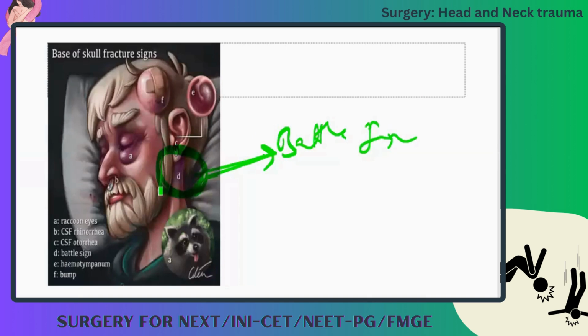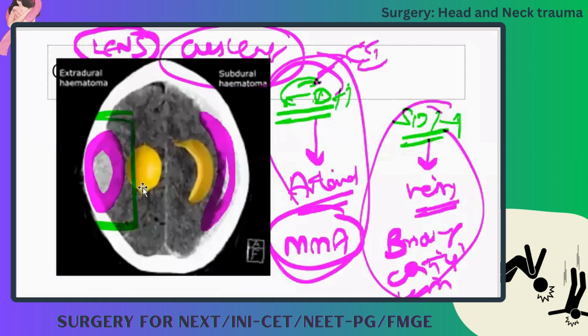And the last is raccoon eyes. See here, the eyes look like a raccoon. Raccoon eyes or panda eyes are seen in which fracture? Base of skull fracture. Which base of skull, anterior, middle, or posterior? Anterior. In anterior, there will be rhinorrhea and raccoon or panda eyes. In middle, there will be CSF otorrhea and Battle sign.